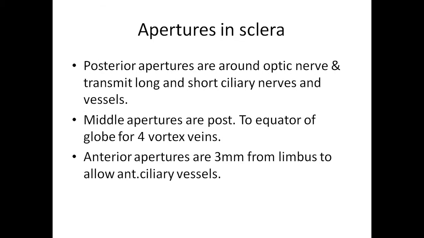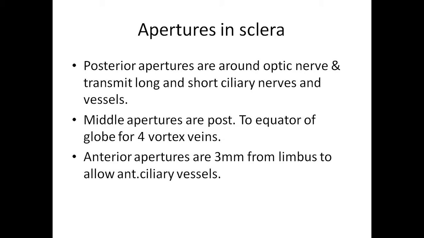So there are natural apertures in the sclera. Posterior apertures around the optic nerve transmit the long and short ciliary nerves and vessels. Middle apertures are posterior to the equator of the globe for 4 vortex veins. If you remember the anatomy of the eyeball, the 4 vortex veins will be there at 7 o'clock, 4 o'clock, 2 o'clock, and 10 o'clock.